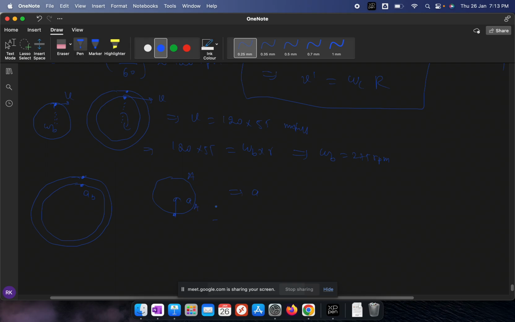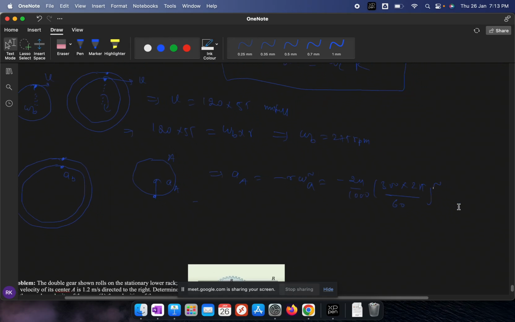Am I right or not? There is no tangential acceleration, so we cannot show the acceleration direction in this direction. There is only radial acceleration. That is because of r omega square. So the acceleration at point A will be minus r omega A square. That is nothing but minus 24 divided by 1000 into 300 into 2 pi. I am converting rpm into radian per second. So you will get here AA.